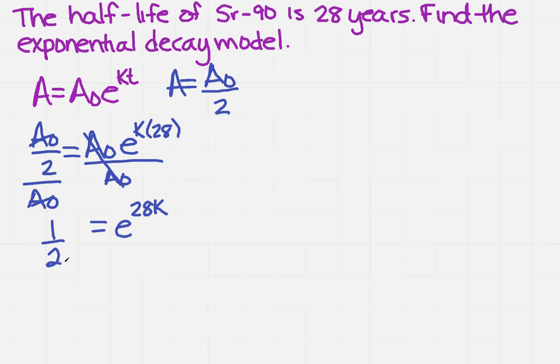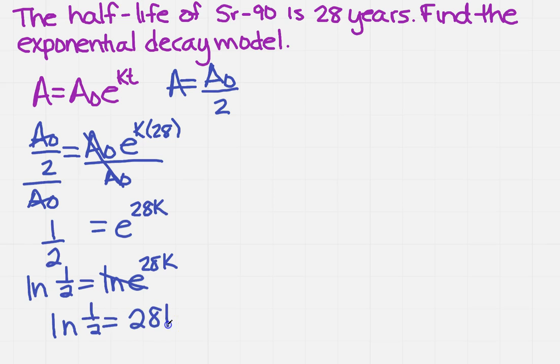Now, what is the opposite of e? Well, that's going to be your natural log, so I'm going to take the natural log of 1/2 equals the natural log of e to the 28k. And if I remember correctly, the ln and the e cancel one another out, so I'm left with the natural log of 1/2 equals 28k.